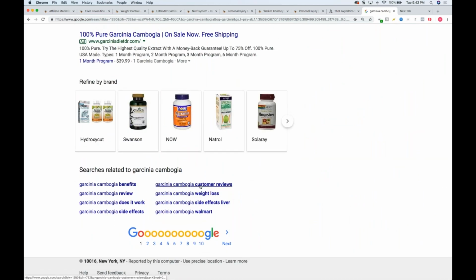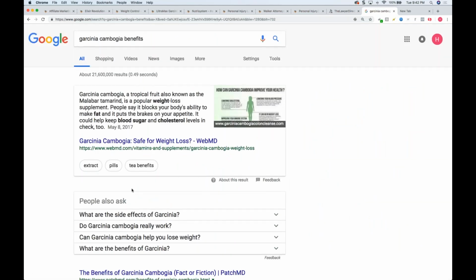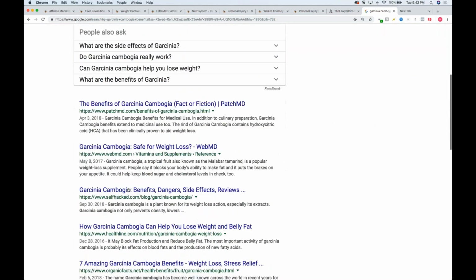Benefits review, does it work? Side effects, customer reviews, weight loss. So again, we see a lot of the same here. So let's start seeing benefits. So this, to me, is something that we can start to write content about, right?